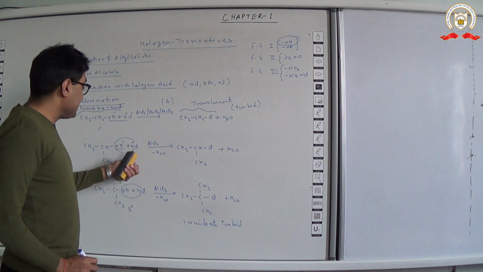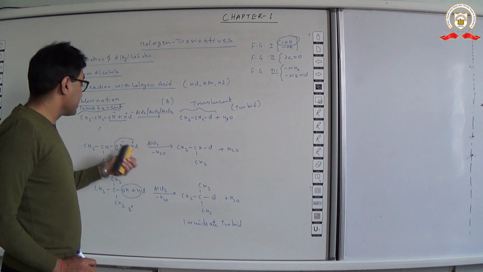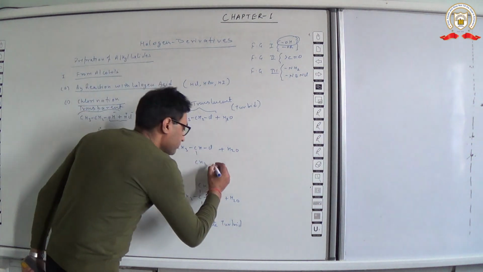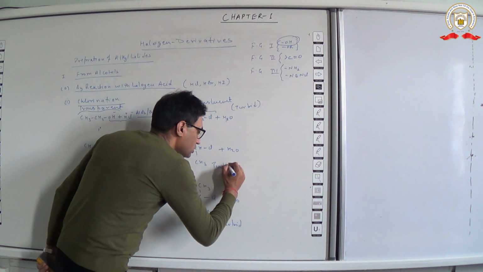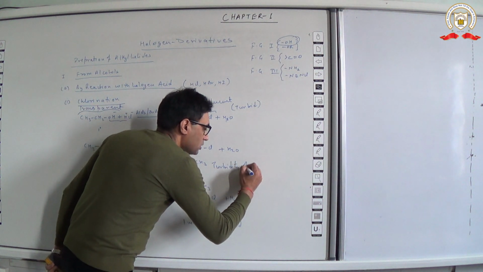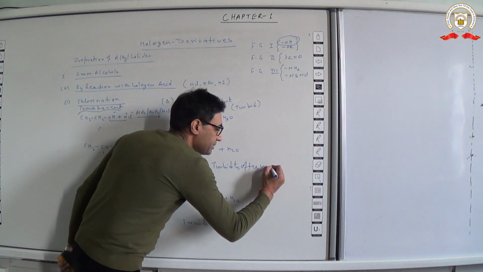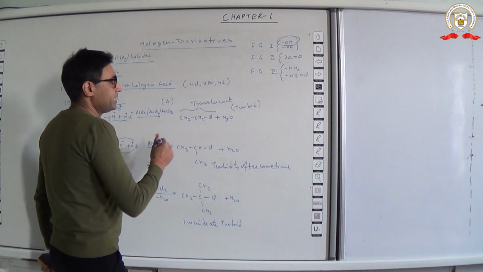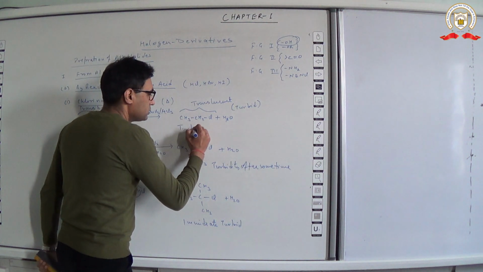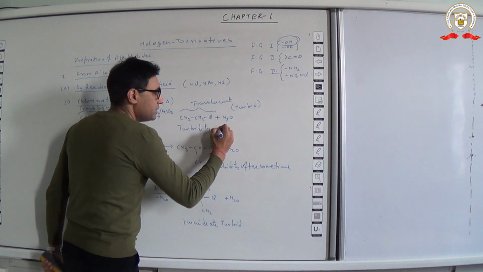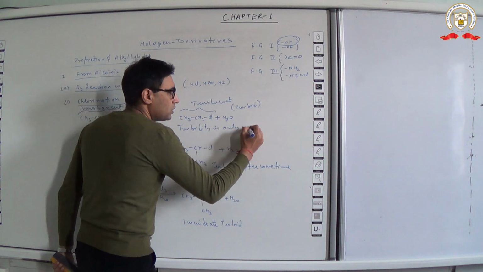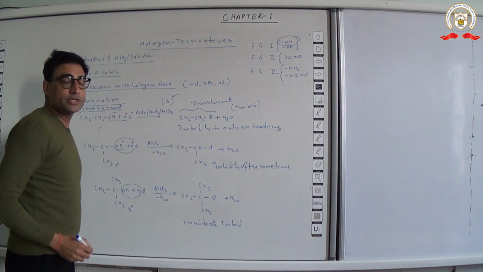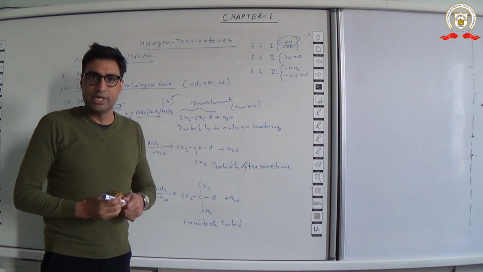Likewise, if you add HCl in the presence of AlCl3 to a secondary alcohol, you will get turbidity after some time. Generally it takes around 5 minutes. But in the case of a primary alcohol, the turbidity comes only on heating. If you are not heating, the reaction will not occur and you will not get turbidity.